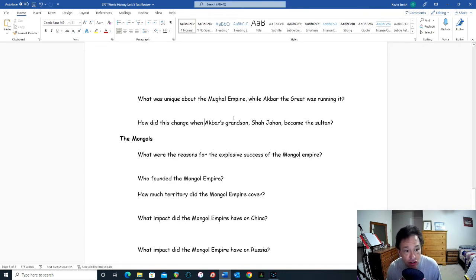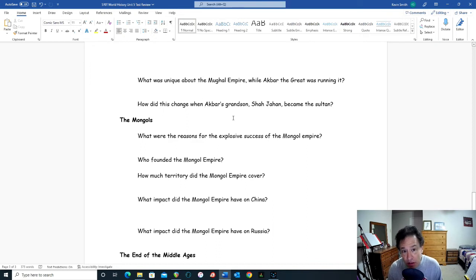So how did this change when Akbar's grandson Shah Jahan became Sultan? Shah Jahan went back to tradition. He went back to the fundamentals of Islam. He got back to the basics, you might say. And he reinstated the jizya, and he also had many Hindu temples torn down. And in the process, many Hindus actually converted to Islam.